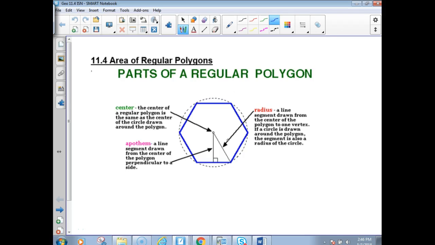This is a regular polygon. We're going to talk about the area of regular polygons and of composites today.